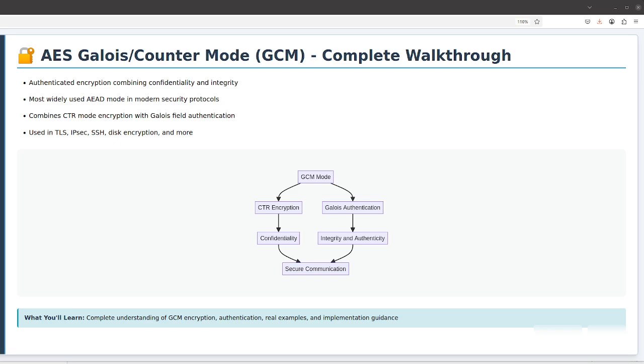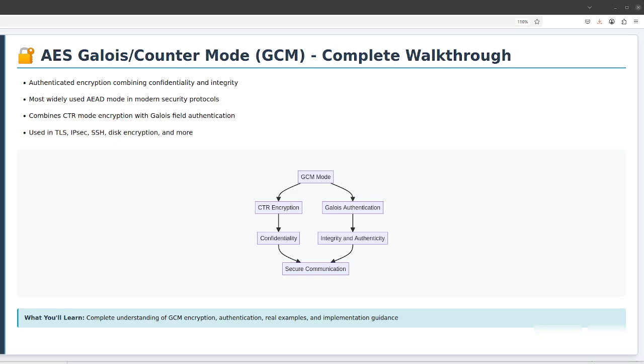Today we are diving deep into AES-GCM, Galois/Counter Mode, commonly known as GCM. This is one of the most important authenticated encryption modes used in modern cryptography, and understanding it is essential for anyone working with secure communications. GCM combines encryption and authentication into a single, efficient operation. GCM is used everywhere in modern security systems.